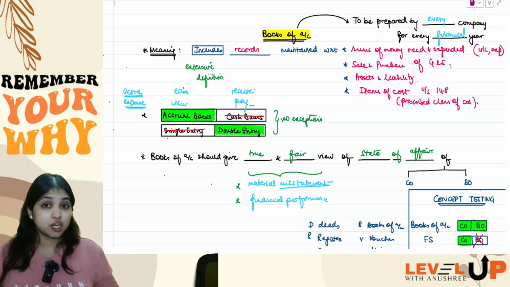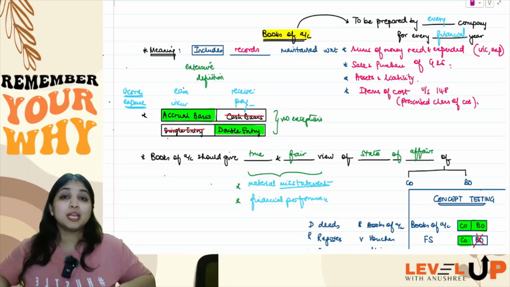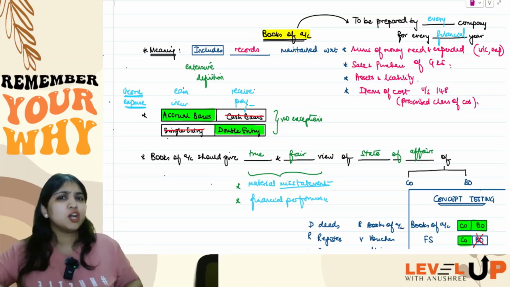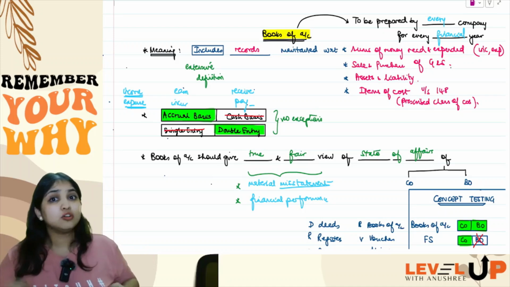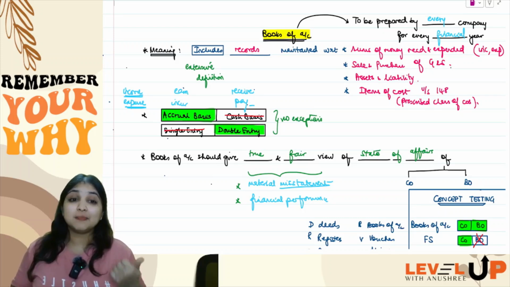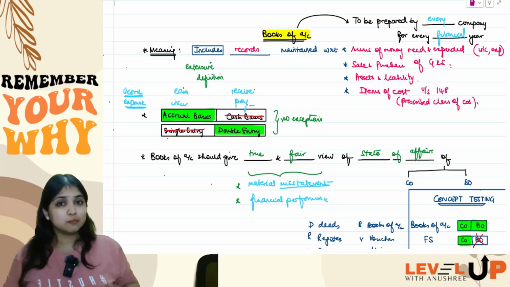Let me give you a revision. Books of accounts, who has to prepare? Every company. When does the company have to prepare? Every financial year. But what does books of accounts mean or include? Includes records. How many records? 4 things. Records relating to what? Sums of money received and expended, sales and purchase of goods and services, assets and liabilities, items of cost.